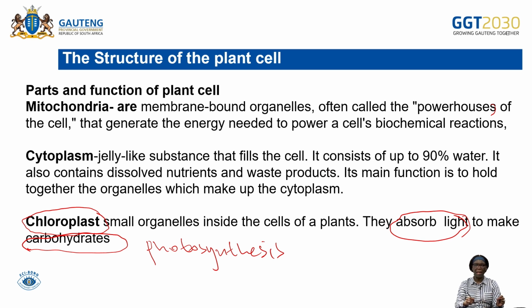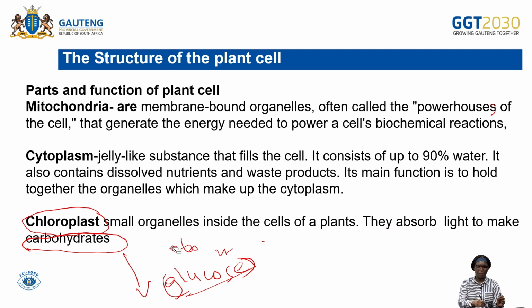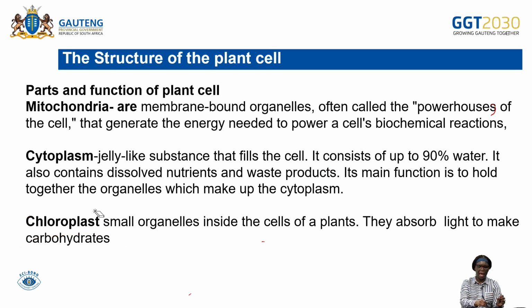Chloroplast is an organelle inside the plant. It absorbs light from the sun to make carbohydrates. Carbohydrates that will be produced are in the form of what? Are in the form of glucose. We will learn more about the chloroplasts and the food that will be produced from the chloroplasts.